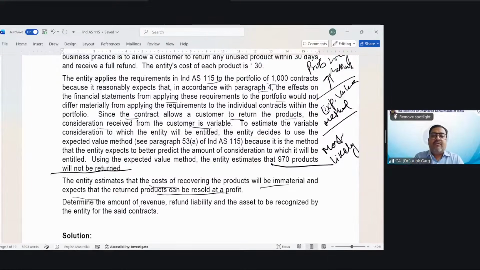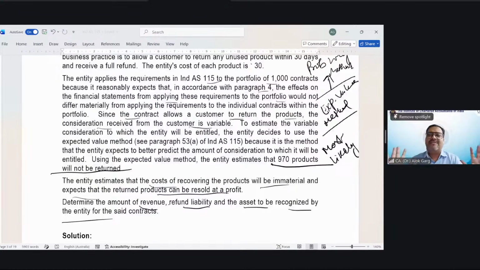Determine the amount of revenue, refund liability, and the asset to be recognized by the entity for the said contracts. You need to determine the amount of revenue. You need to recognize the revenue when you sold goods to 1,000 customers. What is the amount of revenue you'll recognize? Having said that, this is a variable consideration. So what is the best estimate? On the basis of the best estimate, you have to recognize the revenue.